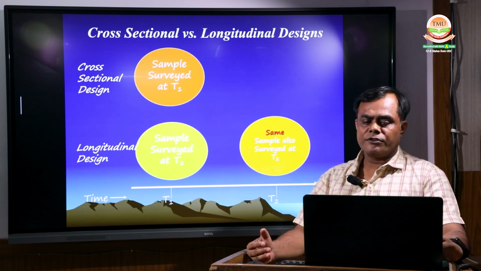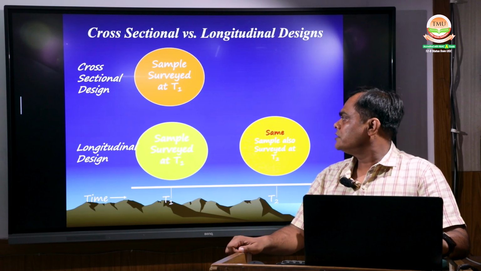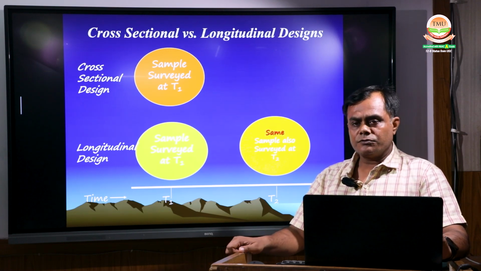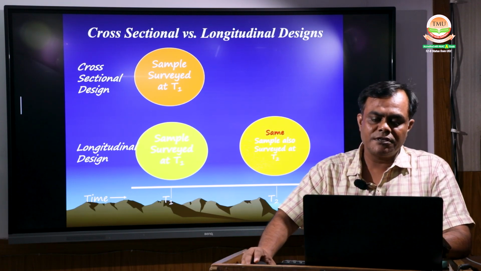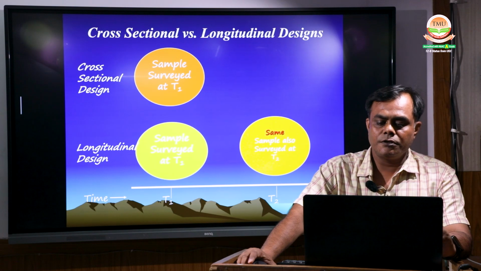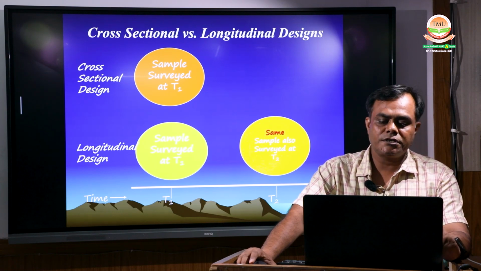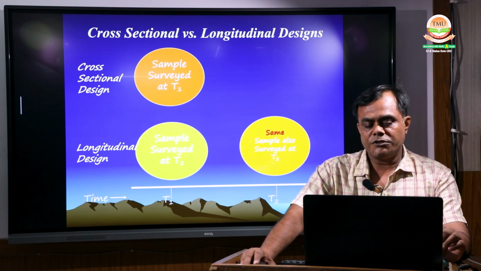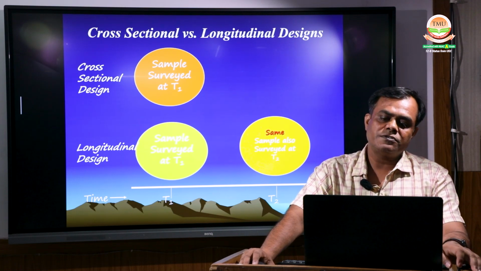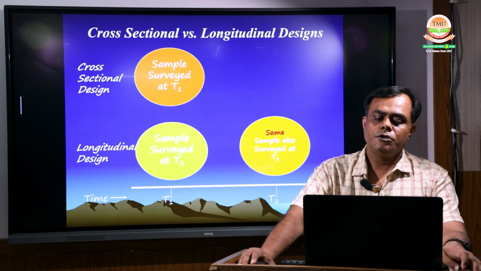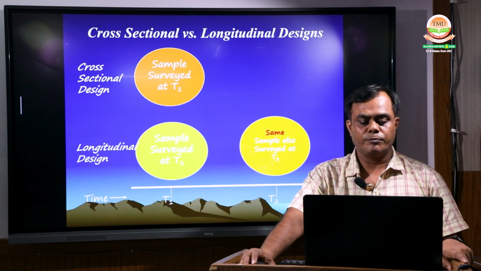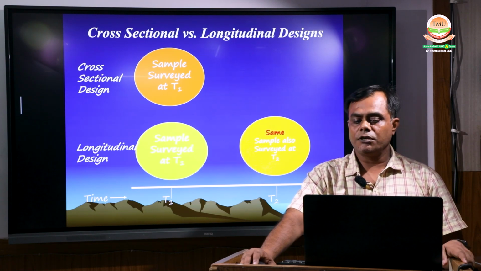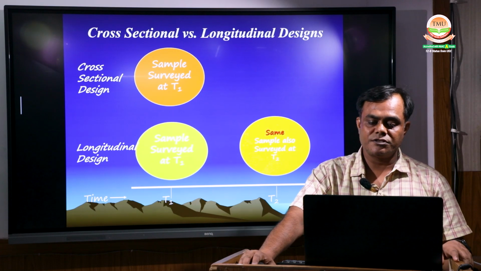Next is cross-sectional versus longitudinal design. Before discussing the differences between cross-sectional and longitudinal design, let us go through the cross-sectional study, which is a type of observation. A cross-sectional study is a type of observational research design where the data is collected from a representative subset of a population at a specific point in time. This method is used to assess the prevalence of an outcome or characteristics within the population. Here are the key features and outcomes of the cross-sectional study.